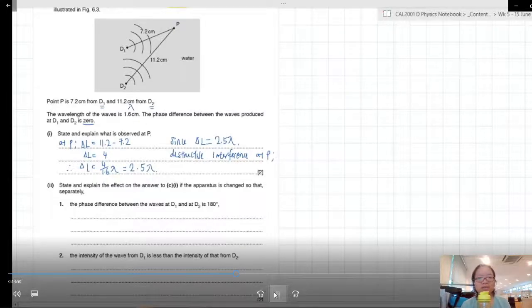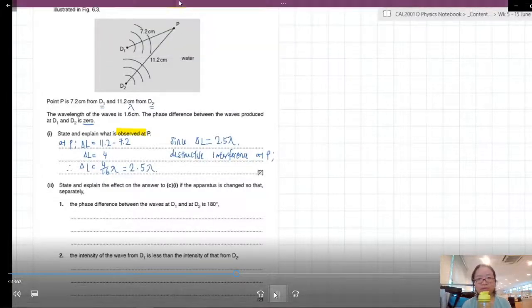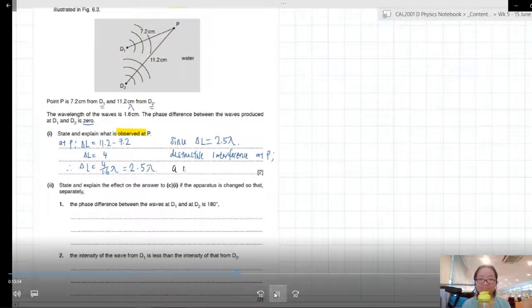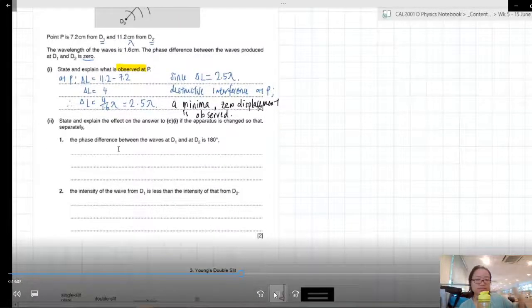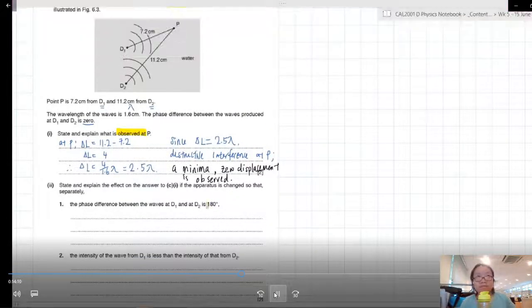But you are not done yet. You have explained, but you didn't tell me what you observe. So what do you observe? You observe a minima. To be a bit more accurate, you can say that the water wave has zero displacement, or the water is still. Observation has to be something that you can see.